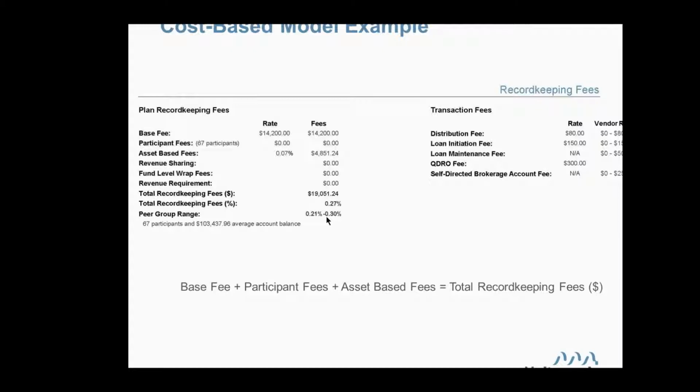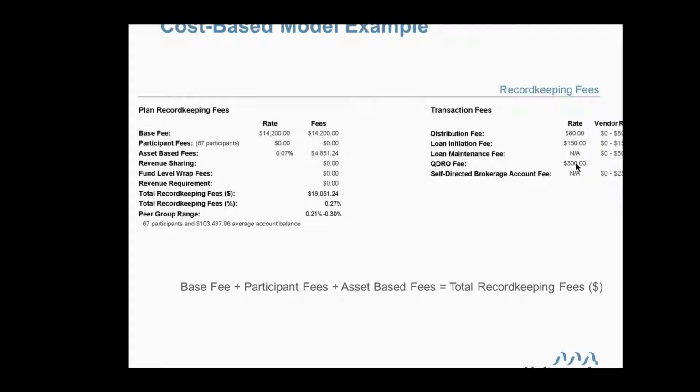So 27, while it's at the high end of the peer range, we would consider that fairly reasonable. On the right-hand side, you can see we have our transaction fees. Here you have distribution fees of $80, and that's at the high end of what we see. Loan initiation fees of $150, again, that's at the high end of what we see. But loan maintenance fees, not applicable. When you see high loan initiation fees, you very rarely see maintenance fees. They charge you one way or the other.